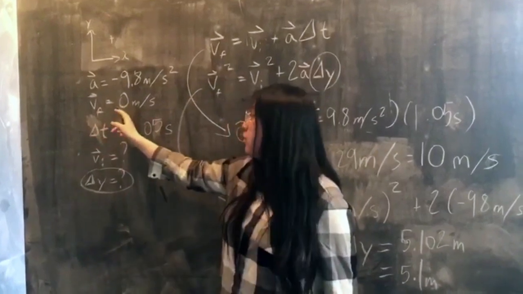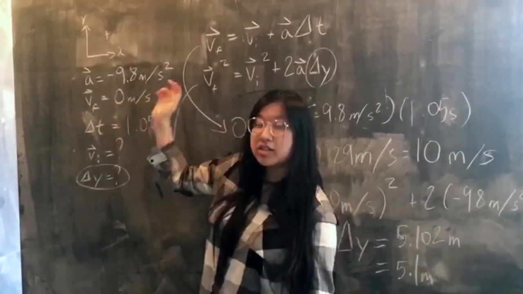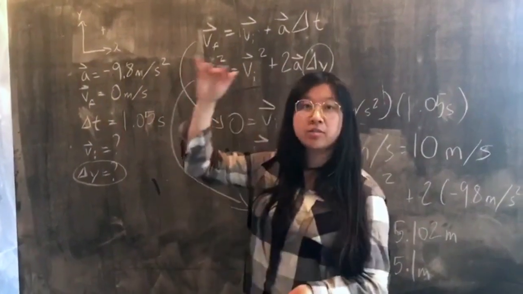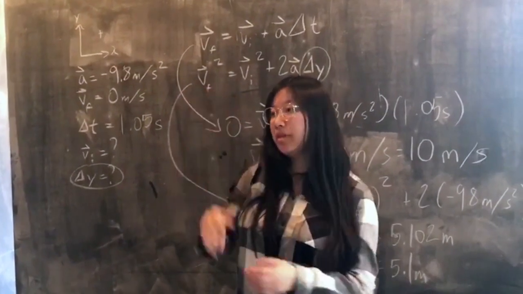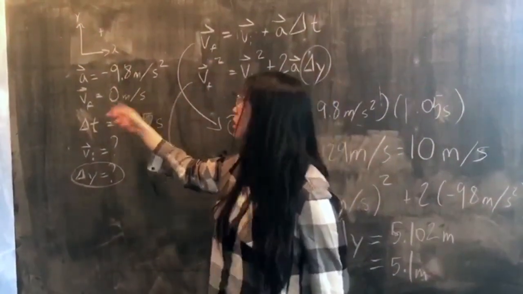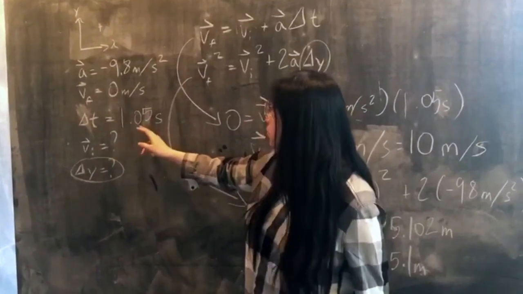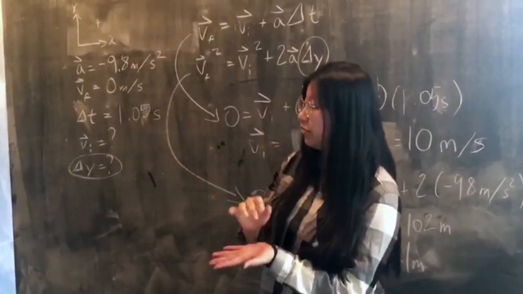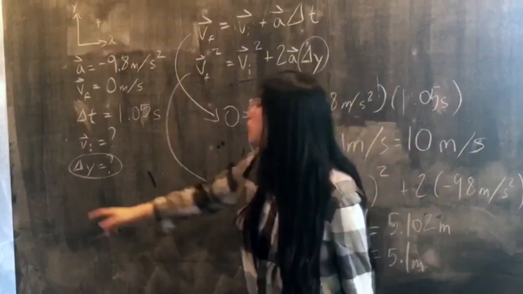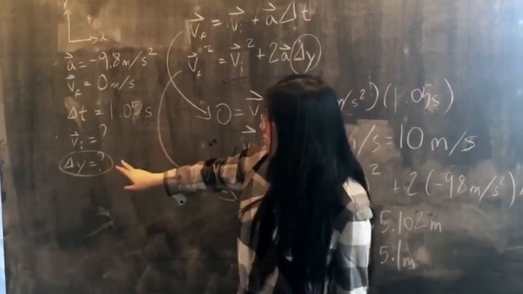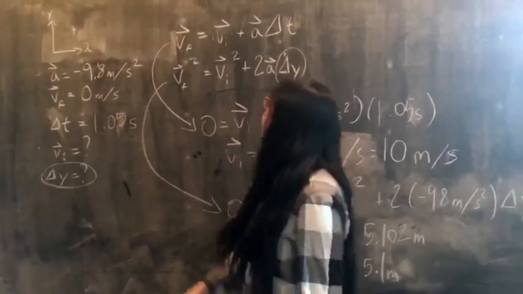We know that the final velocity is 0 meters per second because she lands on the branch at her maximum height, and at the highest point, velocity is 0, but acceleration is not, hence there's a value. We know that the time measured is 1.05 seconds from where she starts to where she ends. We don't know initial velocity, and we do not know the vertical displacement.